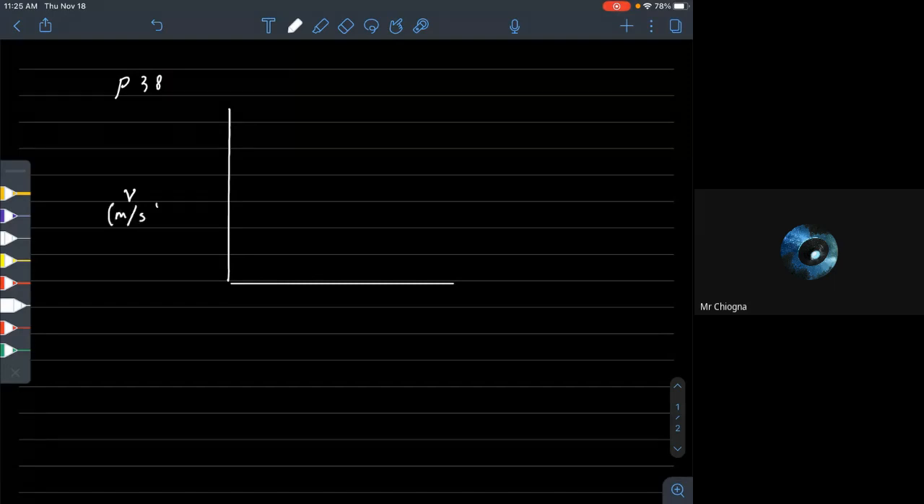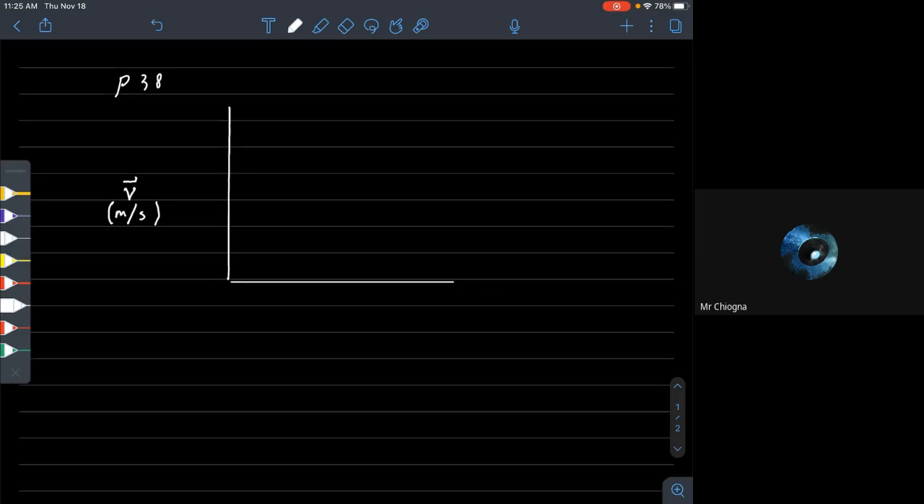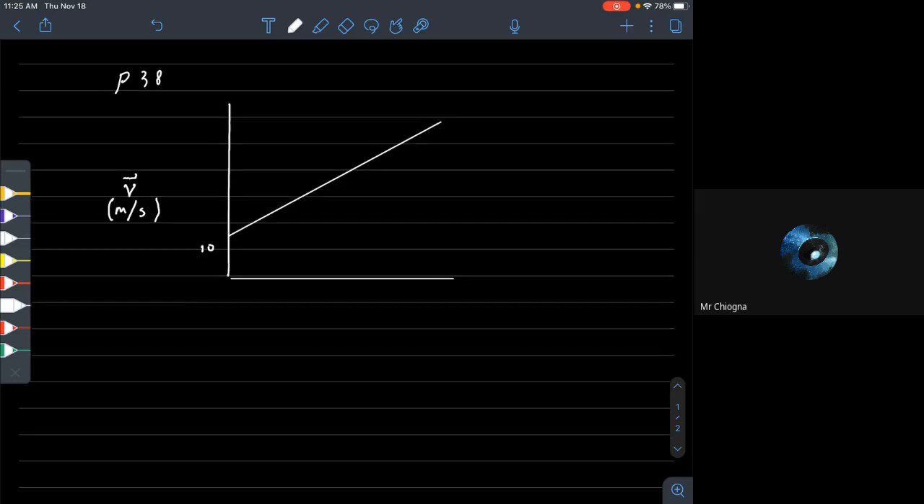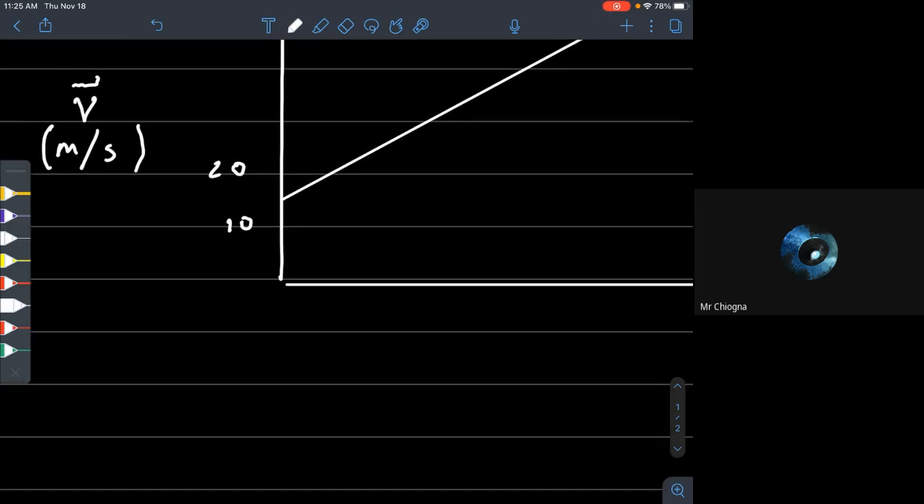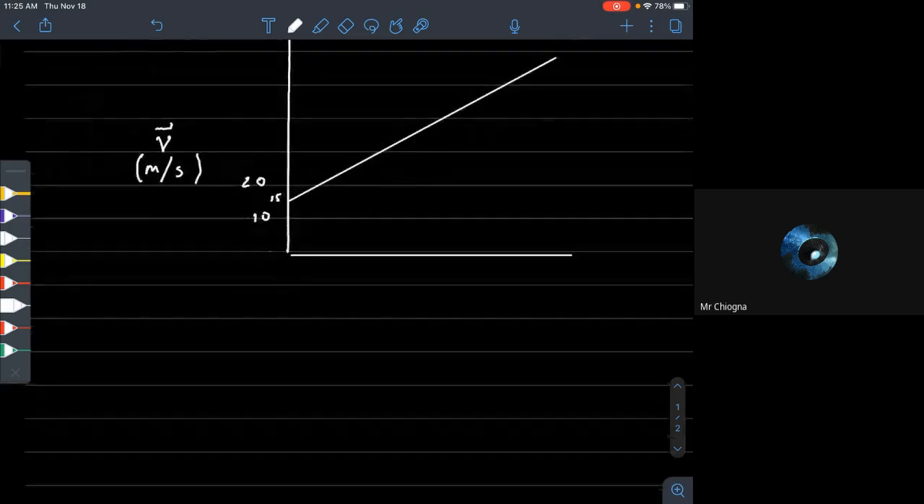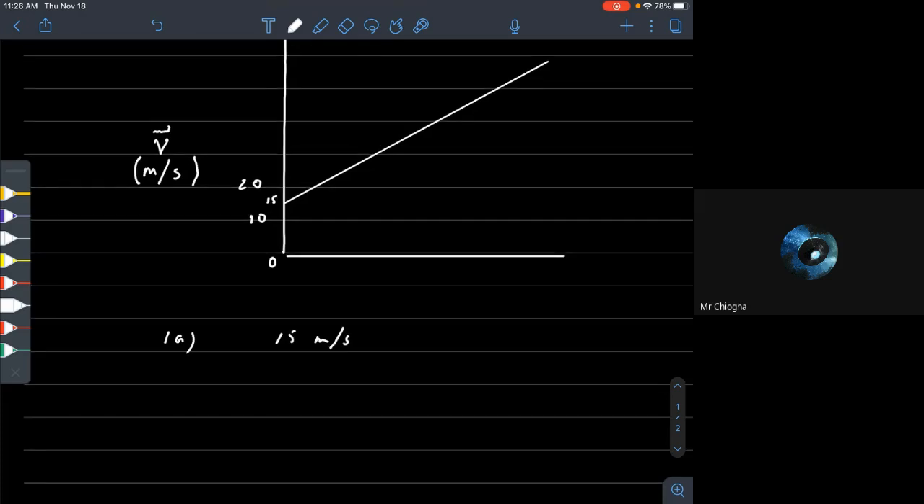Okay, so the unit is the giveaway. It's meters per second. I'm going to represent the velocity as v. It's speed, but we need to start getting a little bit more precise now. Velocity is speed with a direction, as long as you don't turn around. Okay, so this starts at about 15, in between 10 and 20 meters per second, at time zero. We call that the initial velocity.